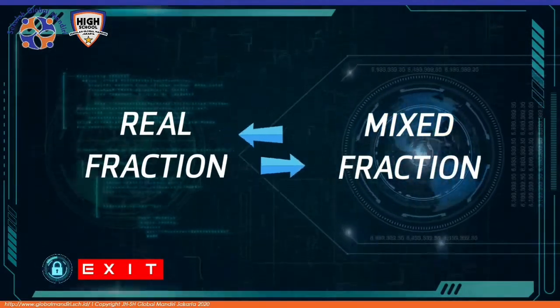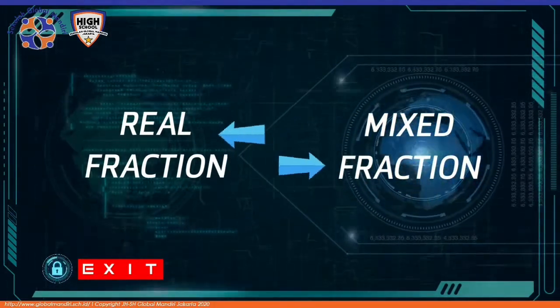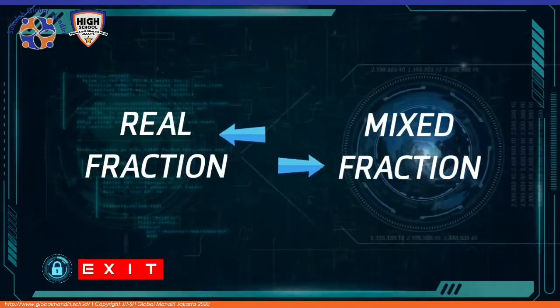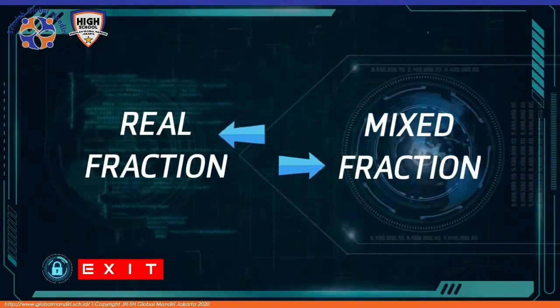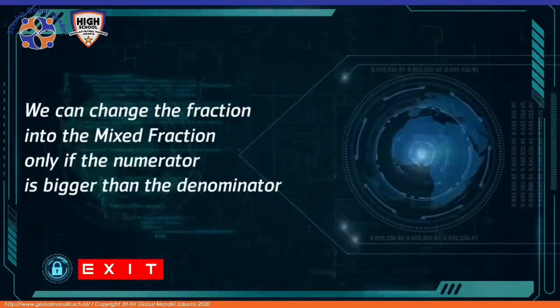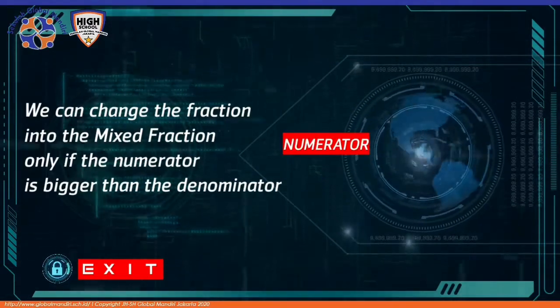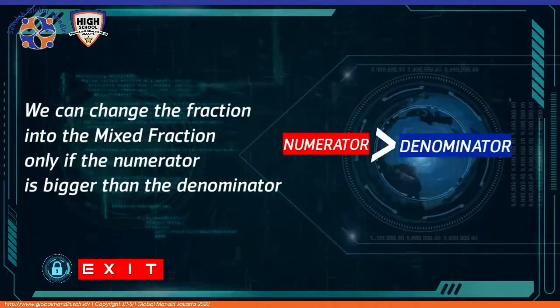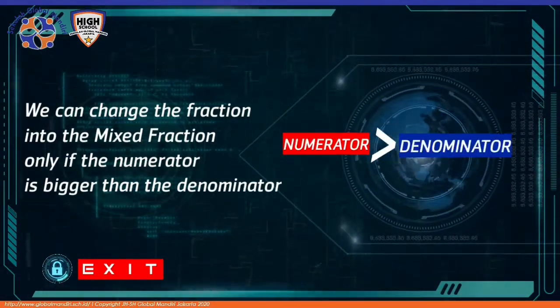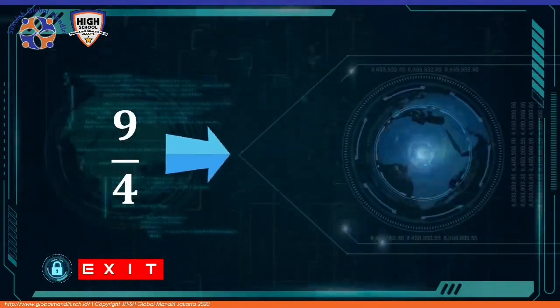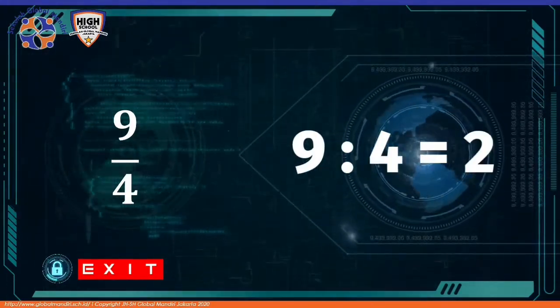We can change real fraction to become mixed fraction by divide them. And also we can change a mixed fraction to become a real fraction. We can change the fraction into the mixed fraction only if the numerator is bigger than the denominator. For example, 9 over 4. We divide 9 by 4. The closest answer is 2.